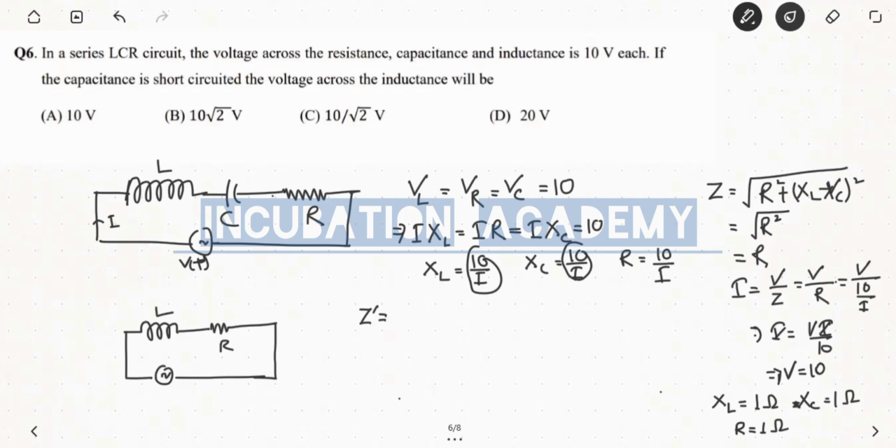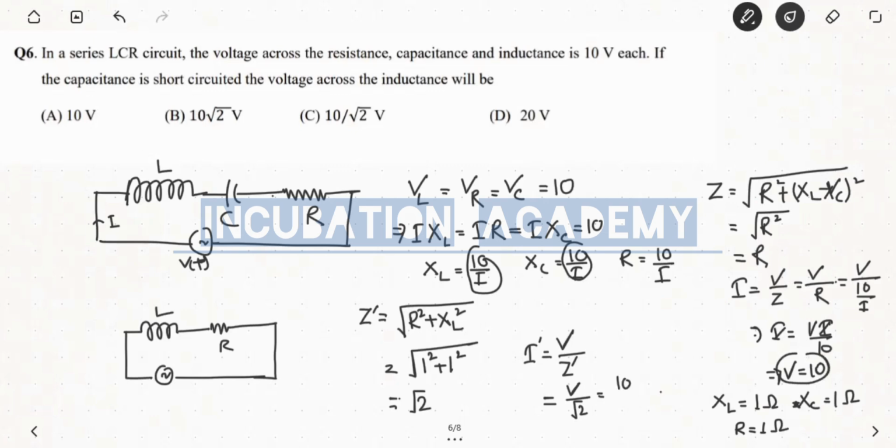So what is Z prime? Now obviously C is absent there. So Z prime, for this second circuit, is root of R square plus XL square. What is the value of R? R is 1, so it is 1 square. What is the value of XL square? That is 1 square, so Z prime is root 2. And what is the current now? Let us say this is I prime. I prime equals the same voltage divided by Z prime. Voltage we have just calculated, it is 10. So it is 10 divided by root 2.